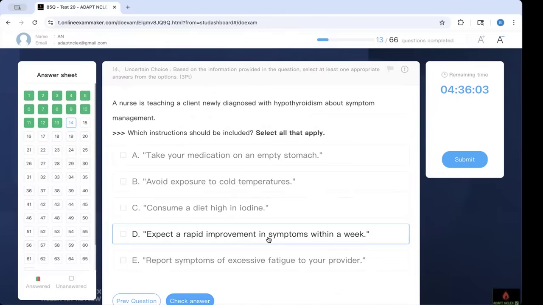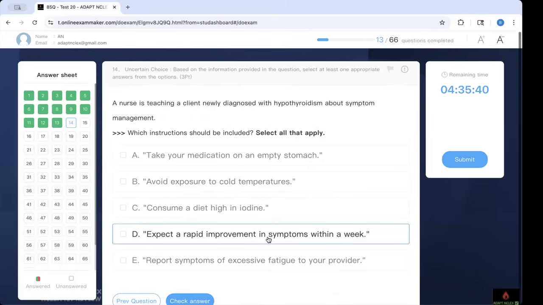And this is teaching a client newly diagnosed with hypothyroidism about symptom management. Which instructions should the nurse include? Select all that apply. Take your medication on an empty stomach. Avoid exposure to cold temperature. Consume a diet high in iron. Expect iodine. Expect a rapid improvement in symptoms within a week. Report symptoms of excessive fatigue to your provider.